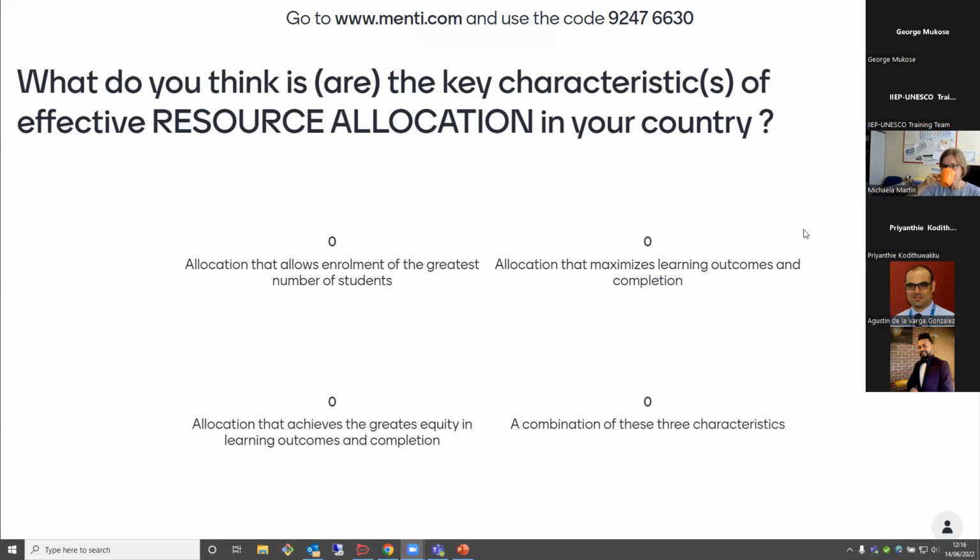So I hope you can all see my screen. The question is, what do you think is or are the key characteristics of effective resource allocation in your country? Please go to menti.com and use the code 92476630. One person has replied already. Let's see if we can have more than 6 this time. If you have any problem joining Mentimeter, please give me a comment on the chat and I'll help you.